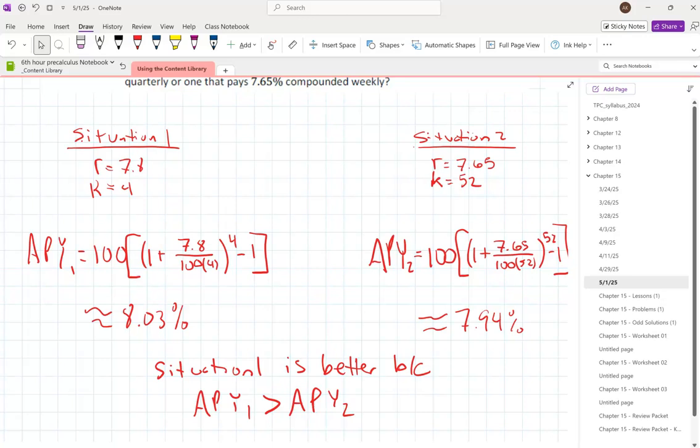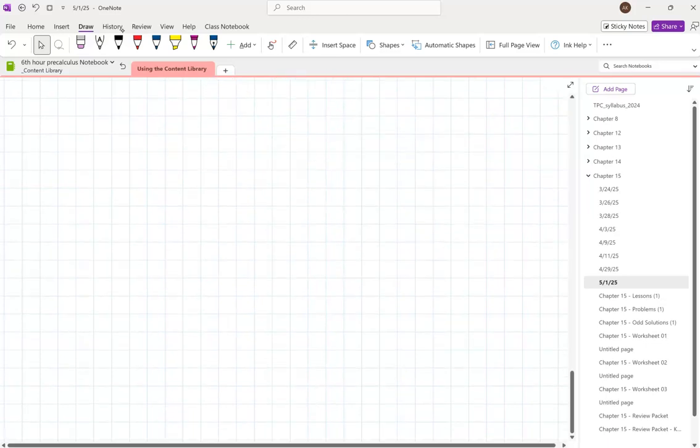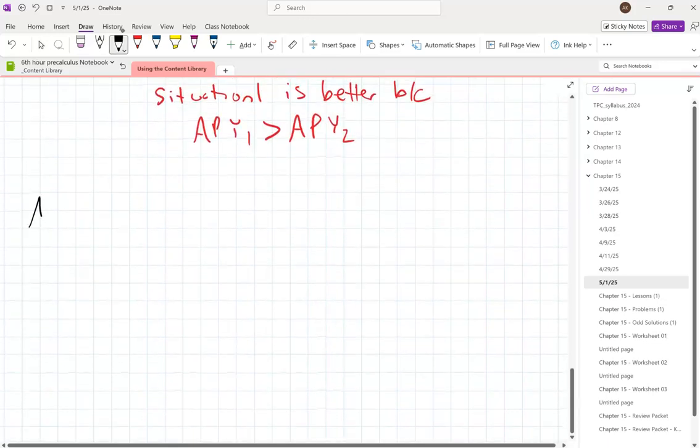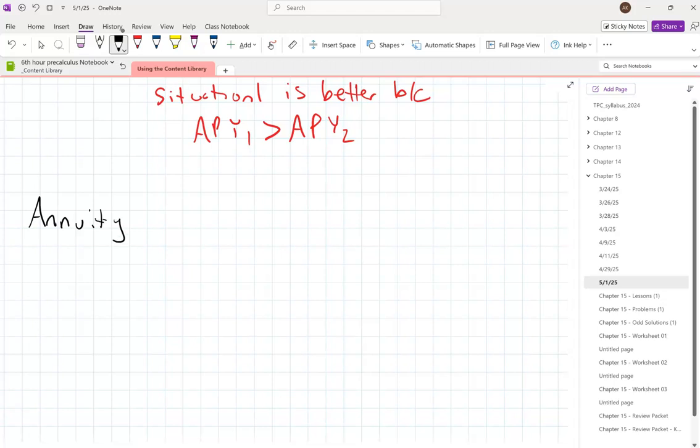We have one more financial product to talk about, and that is the annuity. So an annuity is just an account in which a sequence of payments is made.